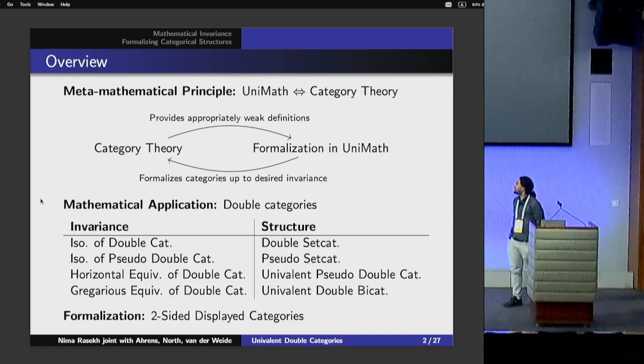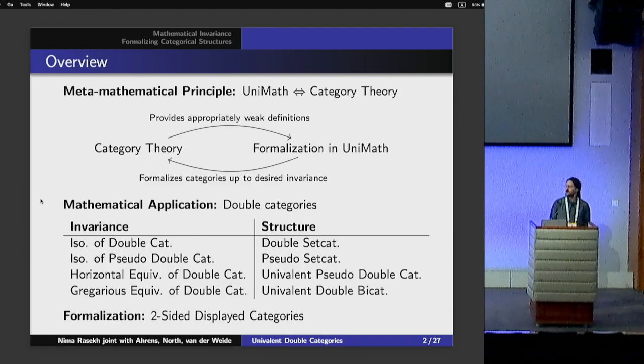The first aim is some kind of meta-mathematical, or meta-scientific, principle: that there's a deep connection between univalent foundations and categorical structures. In order to understand categorical structures up to interesting invariances, it's beneficial to look at them from a univalent perspective. This is what I want to convey in the first part of the talk.